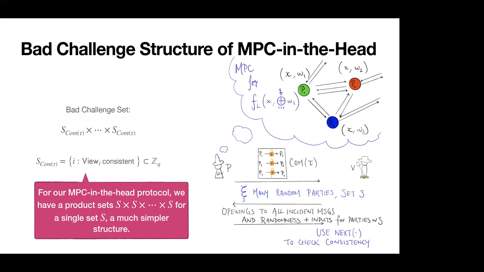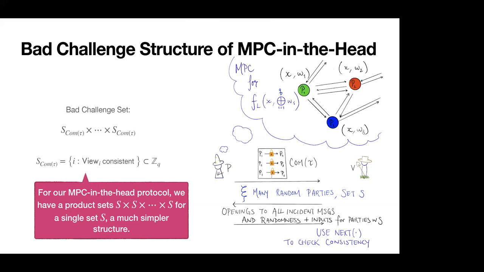And we actually observed that it's not necessary. Why is this the case? Well, in our modification of the ICOS protocol, we actually have a single bad challenge set, which is determined by this first round message commitment of tau, the commitment to the transcript, where S_comp tau is just the set of all indices I for which UI is consistent, meaning that the prover could convince the verifier to accept incorrectly.